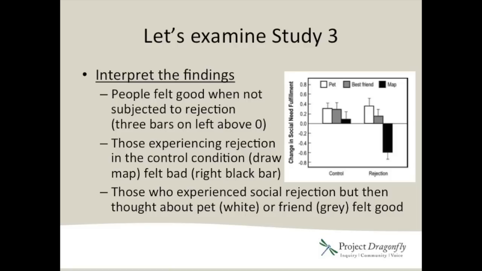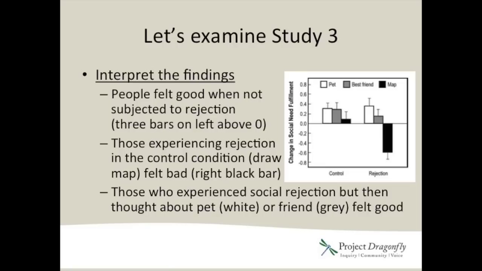However, turning to the second point, the people who experienced the social rejection condition but only got to draw a map afterwards, that's the black bar on the far right side, felt the worst. That bar is way below 0, which means they felt especially bad at the end of the experiment compared to the beginning. This basically demonstrates that our rejection manipulation had its effect, and that when people got nothing to do afterwards but just draw a campus map, they felt pretty bad after thinking for 5 minutes about a rejection experience back earlier in their life.